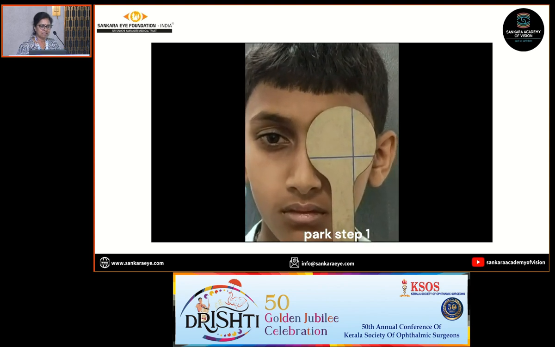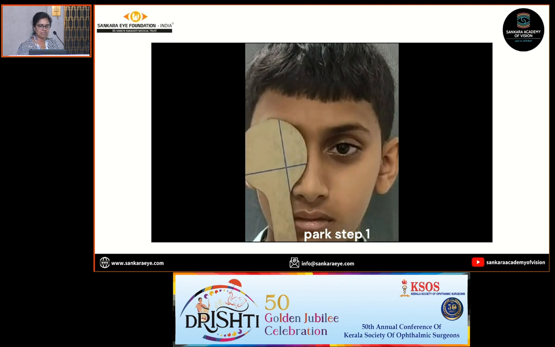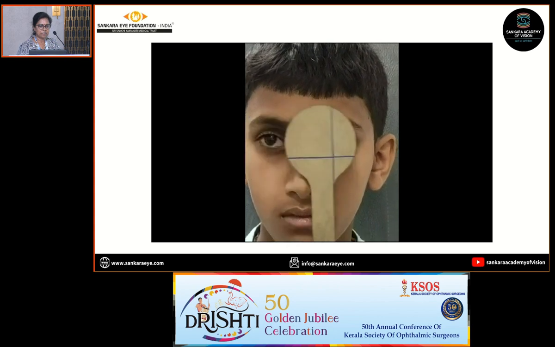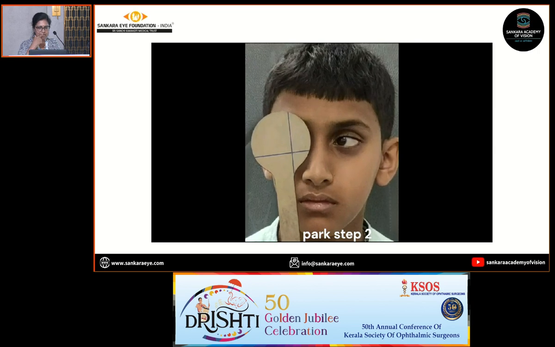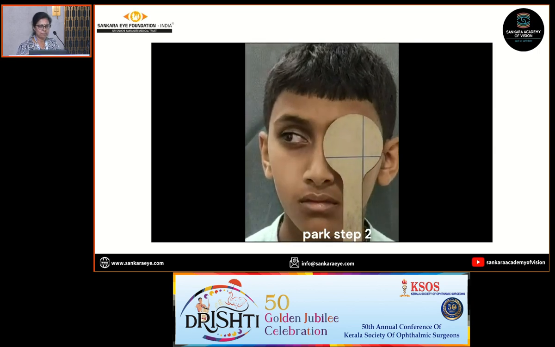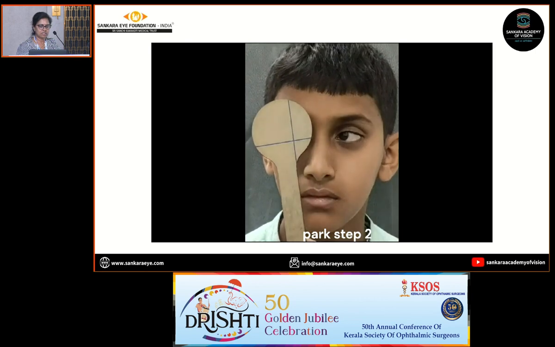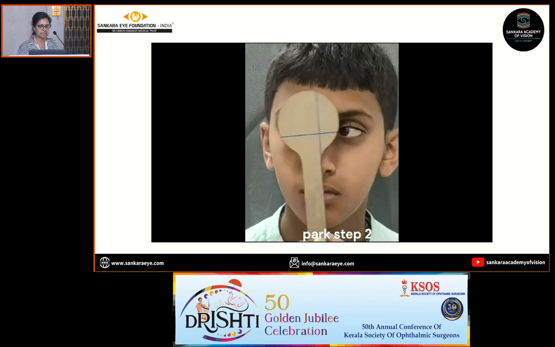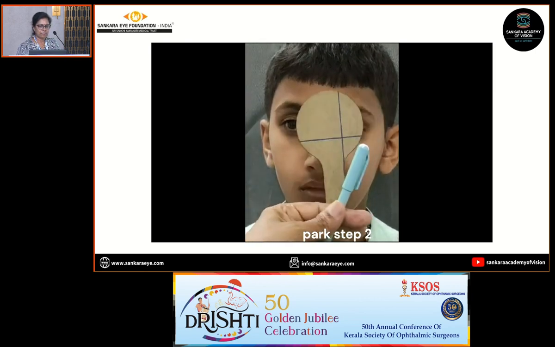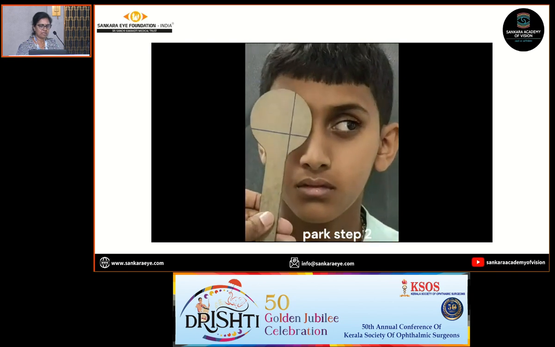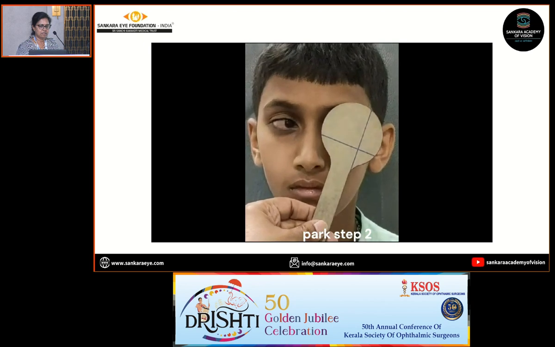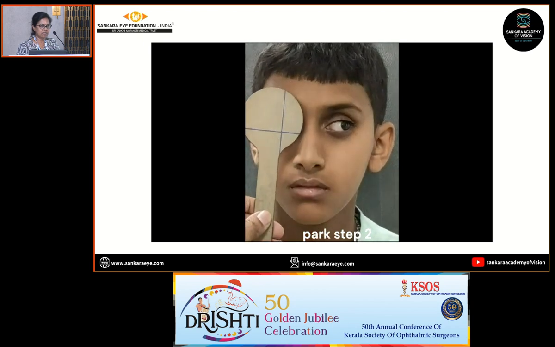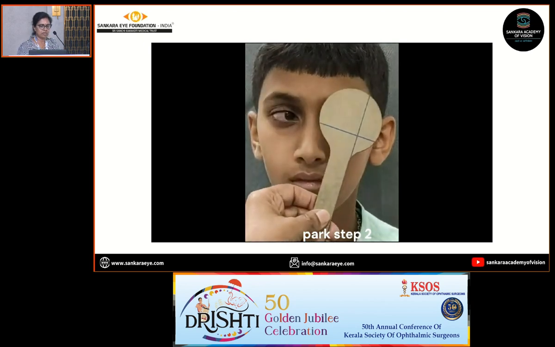This is the last. You can see that the right eye is coming down and alternatively the left eye is moving up. So this is alternate hypertropia, which you can see that it's slightly lesser in the right gaze. Now I am changing to left side and it is slightly increased on the left gaze. This is the Park 3-step test for hypertropia.